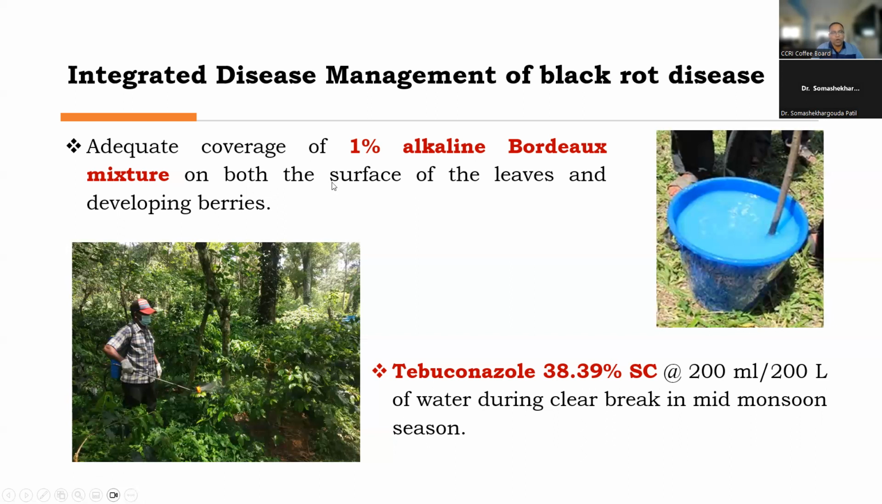And next, even after spraying the 1% alkaline Bordeaux mixture, if this disease prolongs in the monsoon, then during the break of the mid-monsoon, the systemic fungicide tebuconazole 38.39% SC, 200 ml per 200 liters of water, needs to be sprayed with proper coverage and with a suitable wetting agent. It will definitely protect the crop.